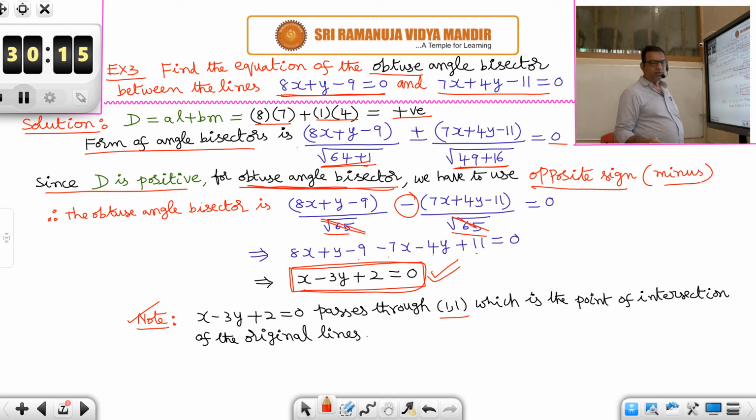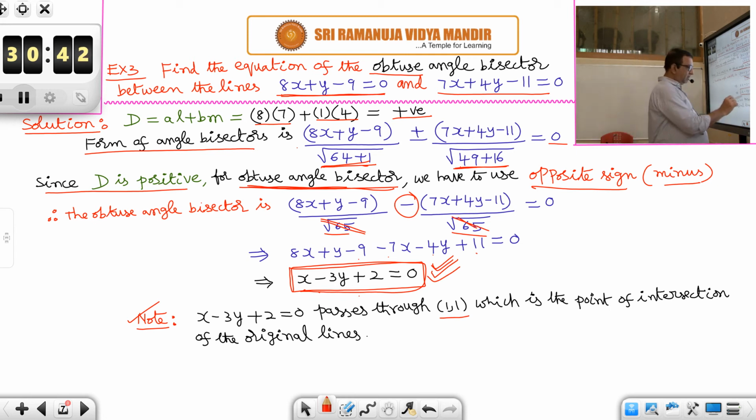So I'll ask one question now. This is the obtuse angle bisector, x minus 3y plus 2 is equal to 0. You have to answer the next question of mine instantaneously. Immediately you have to answer. If this is the obtuse angle bisector, what is the equation of the acute angle bisector? Just immediately you have to answer.